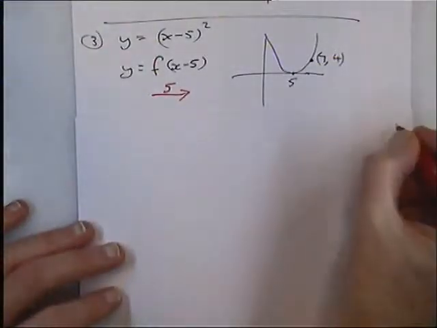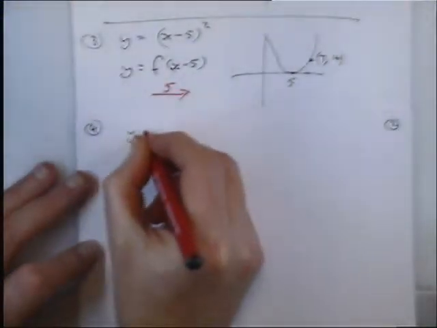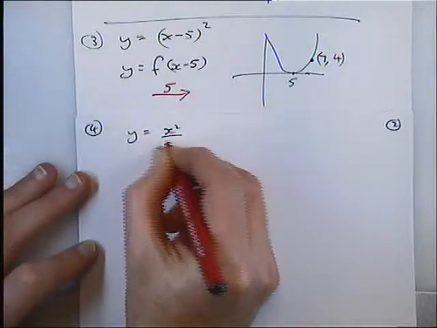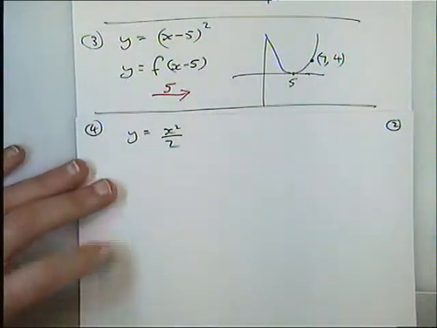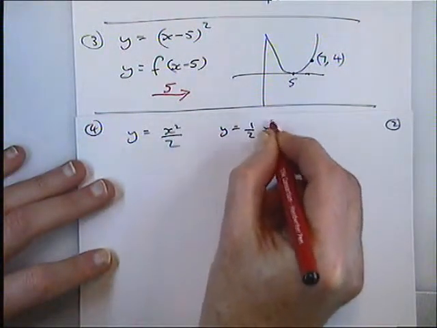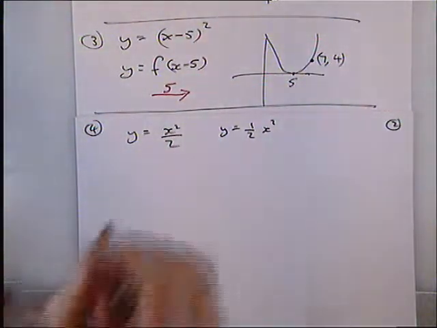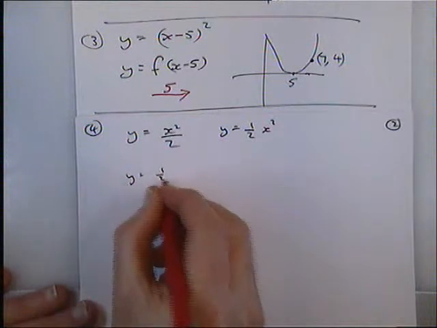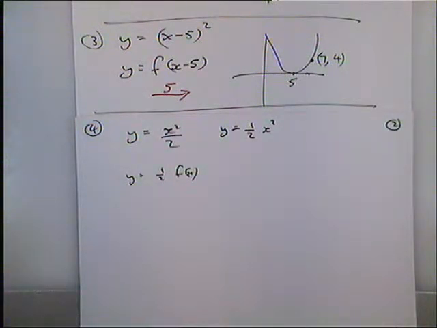Right, next one then. Number 4. Y equals x squared over 2. Another way of writing that down is y is a half x squared, or y equals a half of our original function. All the same.